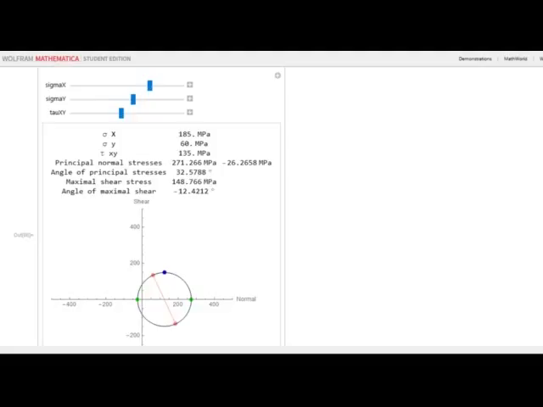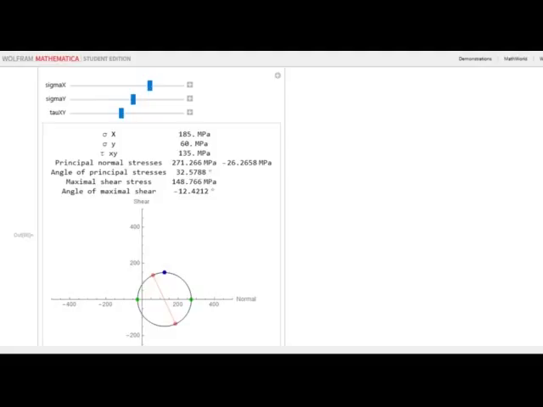Now I'm going to say that this is the diameter of my Mohr circle, and this allows me to draw the actual Mohr circle right here, as you can see. Now I see that this Mohr circle crosses the normal axis at two points, the two green points that you see right here. And these are my principal normal stresses acting on my stress element.